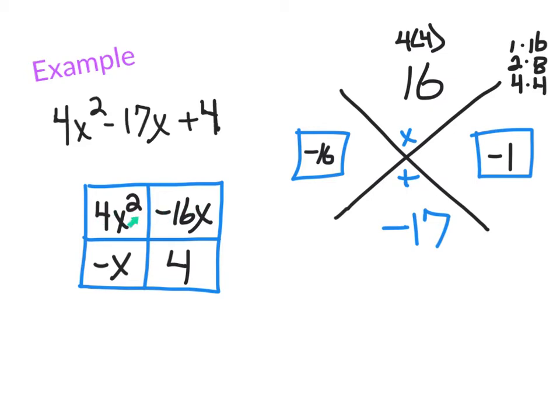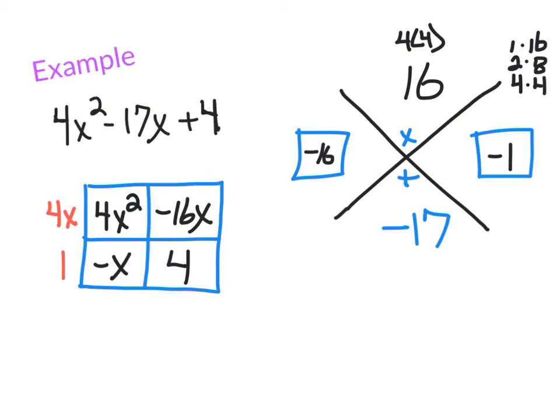Let's start by finding the greatest common factors of our rows. We'll start with the top one. We have a negative 16x and a positive 4x squared. Obviously we can take out the x, but also 4 goes into 16, so 4 is the greatest common factor. So we take out a 4 and the x of that row. Now this row, 4 and negative x, there's not a greatest common factor here, so we're taking out the 1.